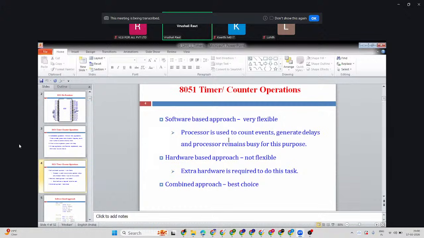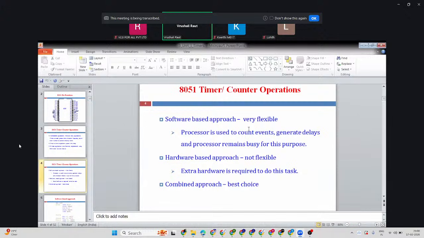Okay. So for that, the example I am giving is the software based approach, which is very flexible. You can write a for loop, you can write a nested for loop, you can give values to them, and those for loops will go on depending on your requirement and the frequency with which your CPU is working. You can calculate the delay, and that way you can generate the delay. But what is the problem of that delay? Your processor remains busy for this purpose.